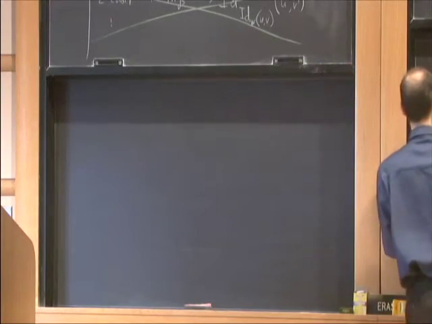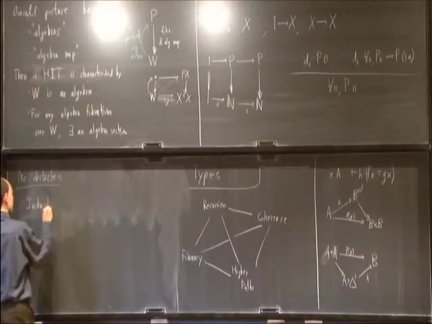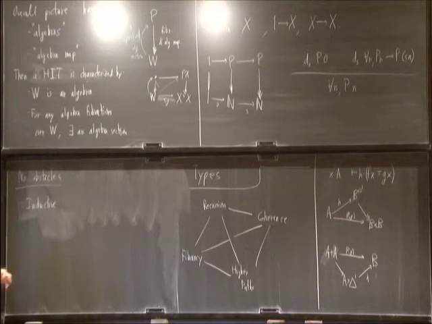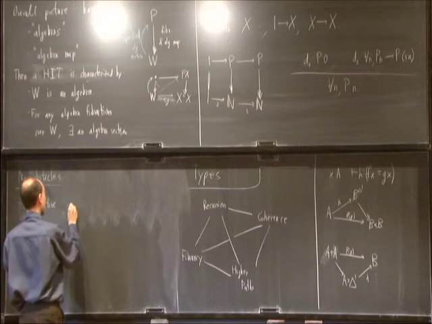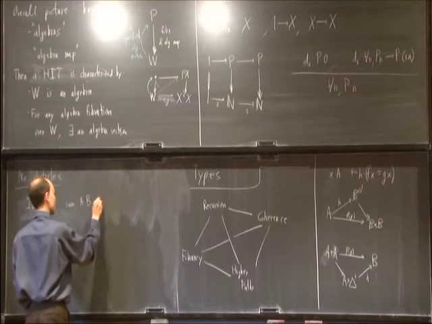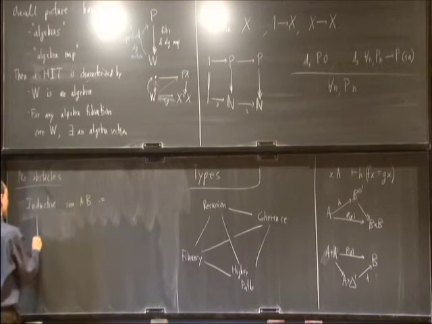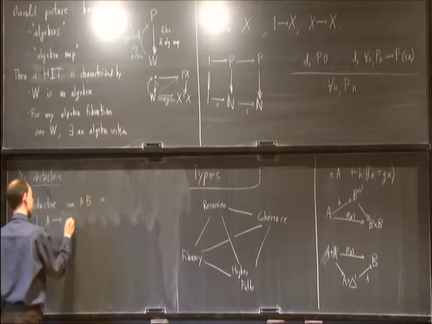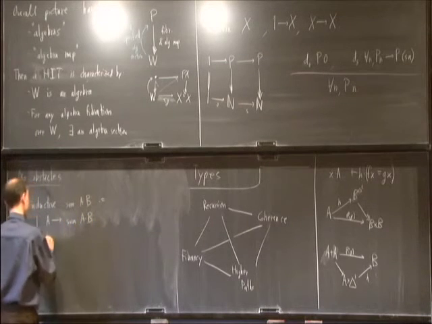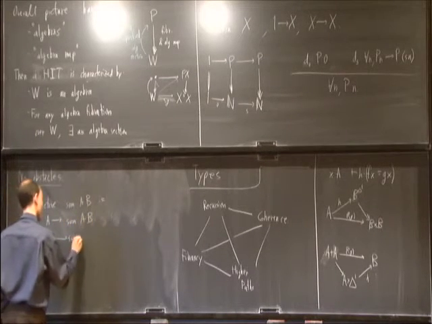So the only example that is of any interest here is a coproduct. For instance, the coproduct of A and B has two constructors, one coming from A and one coming from B.